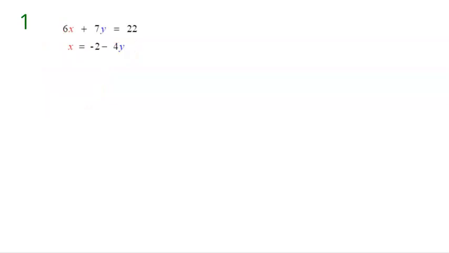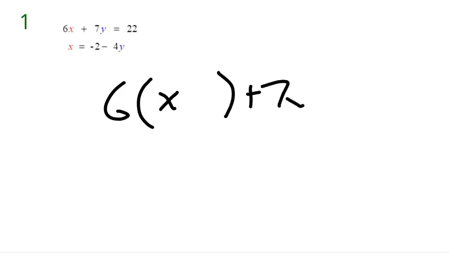So to replace it, we'll write that first equation again here. 6x plus 7y is equal to 22. Now what I'm going to do is erase the x and replace it with negative 2 minus 4y.